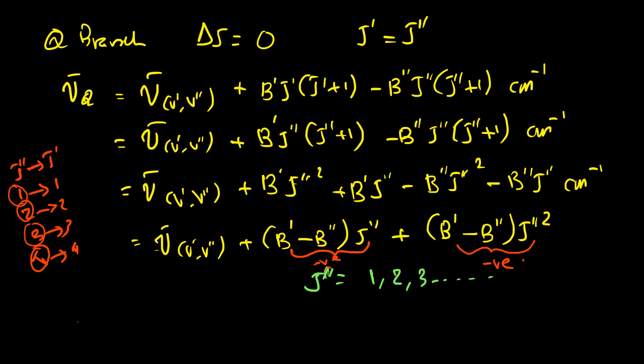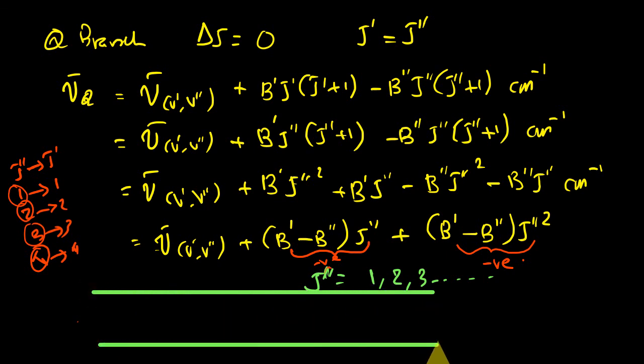So the spectrum will appear like this. So this is a spectrum. And the band origin is coming somewhere here. So this is the band origin, represented by this dotted line. Will we get any lines at the band origin? No. The lowest value of J double prime is 1.